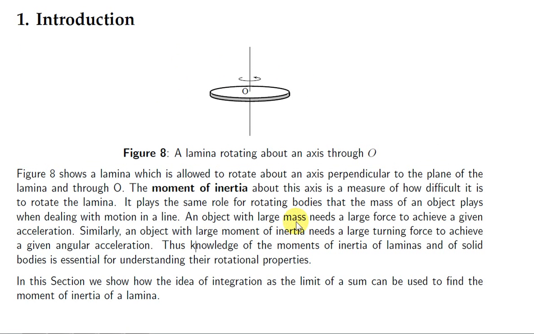So comparing to Newton's second law, again, an object with a large mass needs a large force to achieve a given acceleration. So here we're just talking about pushing a body in a given direction. Now, in terms of rotation, an object with large moment of inertia needs a large turning force, this time to achieve a given angular acceleration. So we're not talking about linear acceleration here, we're talking about angular acceleration, the acceleration of the object about the rotation point O. Well, how quickly the angle changes. Well, the second time rate of change of the angle.